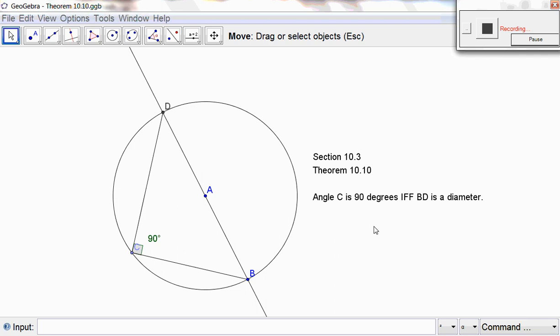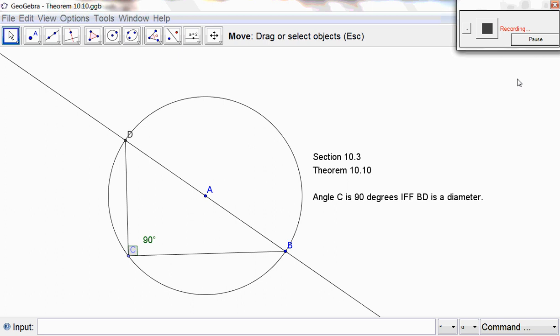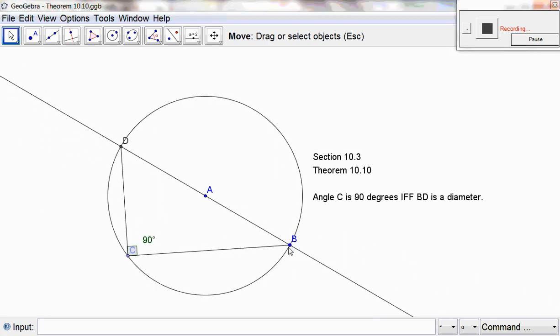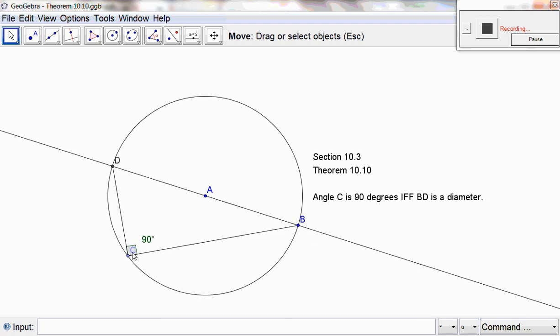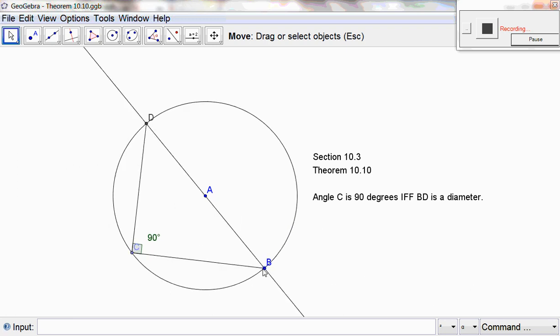It's always going to look like this. That's the whole point. See? The whole point is that no matter where you move, as long as you have the diameter across the circle, then the interior angle has to be 90 degrees. That's the whole point of this whole thing.